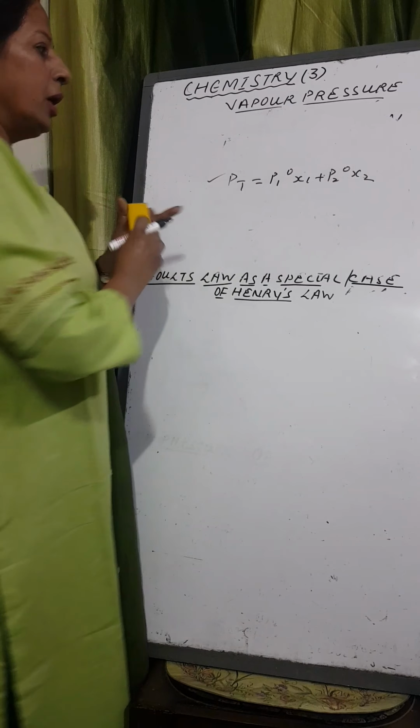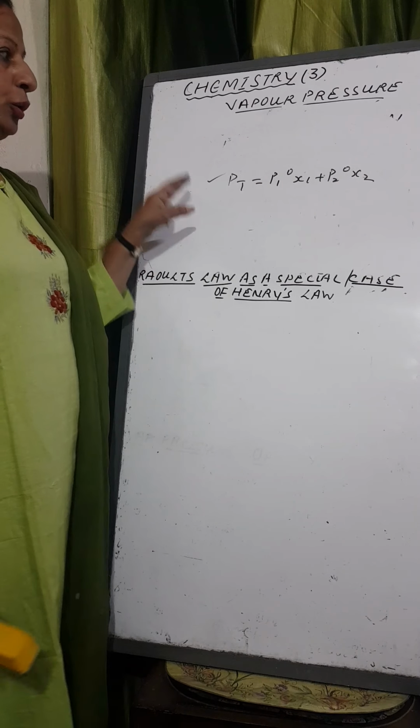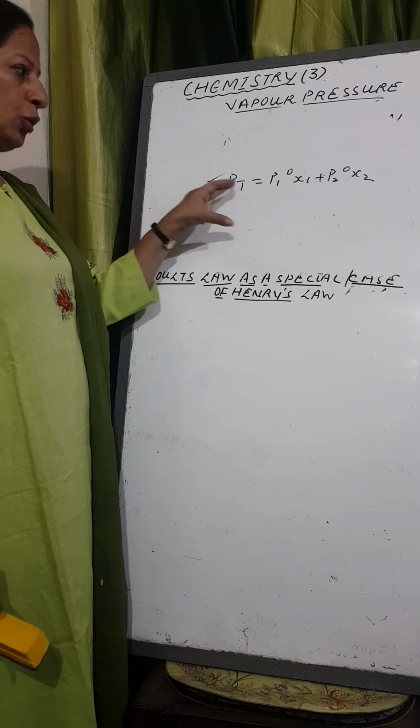We had seen this formula: P total equals P1 naught chi 1 plus P2 naught chi 2. If we want to find out the composition of the two liquids in the vapor phase, we can also find it using Dalton's law. Let the composition of the liquids be Y1 and Y2, these are the mole fractions of the two components in the vapor phase.